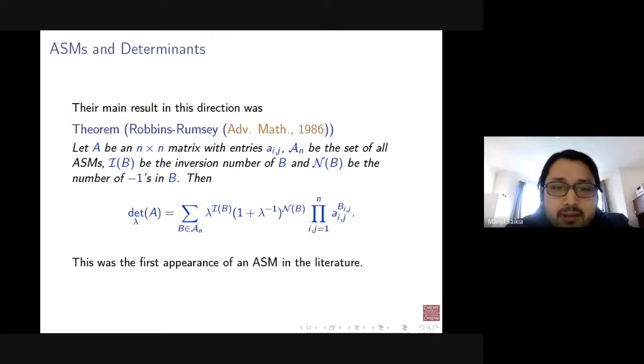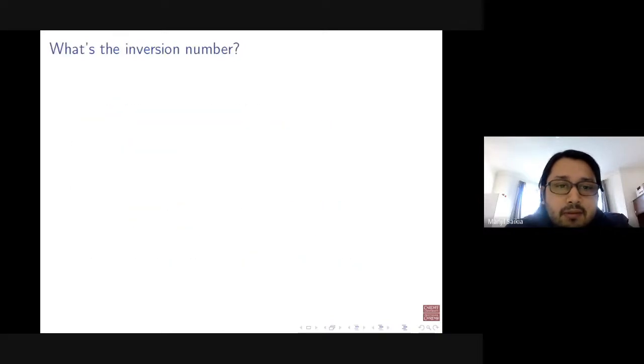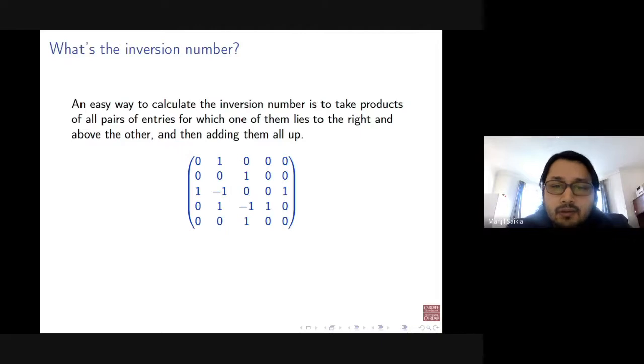Very quickly, what is an inversion number of an alternating sign matrix? Here we have a 5 times 5 alternating sign matrix. You see that there are 2 -1s. There is a formula which you can write down in terms of the entries of these alternating sign matrices for the inversion number. But an easy way to look at this is to take products of all pairs of entries for which one of them lies to the right and above the other. And then you just add them up.